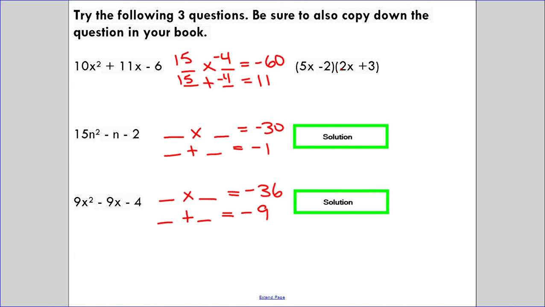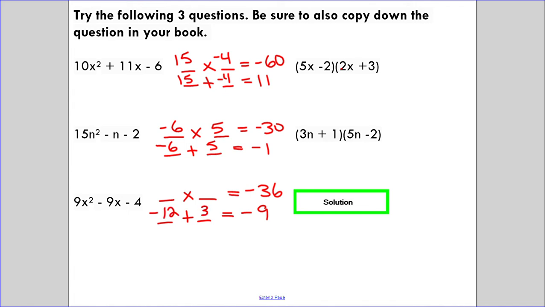With minus 30 and minus 1, or negative 1, we have negative 6 and positive 5. That look like they work out. And so again, if I write them out, I do my common factoring step, 3n plus 1 and 5n minus 2. And then in the last one, 36, looks like I'm going to have two things that are separate here, looks like minus 12 and 3 are going to do that trick for me in this case. And then again, I'm going to split that up, I'm going to look for a common factor, and I end up with 3x plus 1 and 3x minus 4.